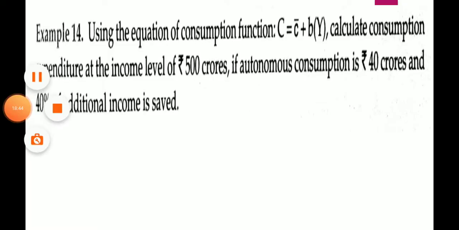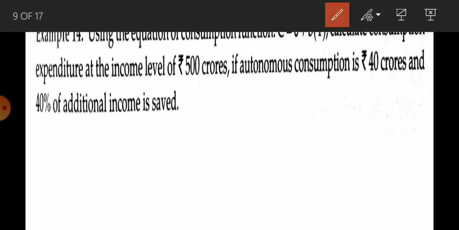Now next is, using the equation of consumption function, that is C is equal to C bar plus BY, calculate consumption expenditure at the income level of 500 crore if autonomous consumption is 40 crore and 40% of additional income is saved. So in this question, C is equal to C bar plus BY is given. Next, you have to find out the consumption expenditure, so you have to find out C.